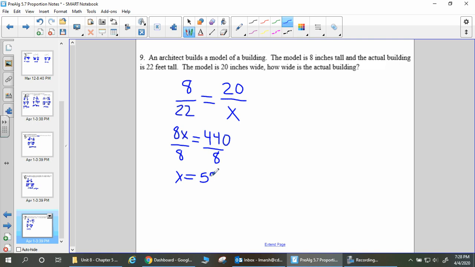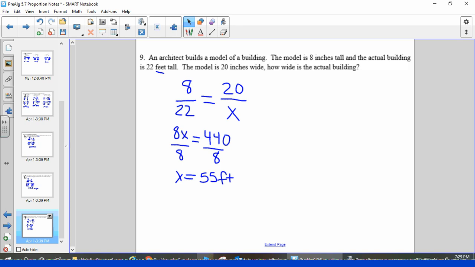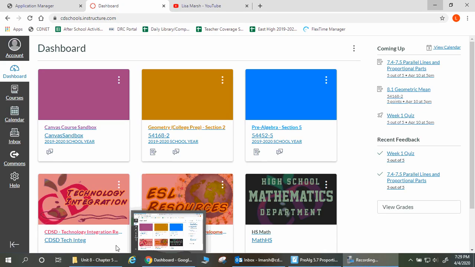And then we want to make sure we label this. So how wide is the actual building? The actual building is being measured in feet. So make sure we label this as 55 feet. And so that's everything you should need to be able to do problems with proportions on your own.